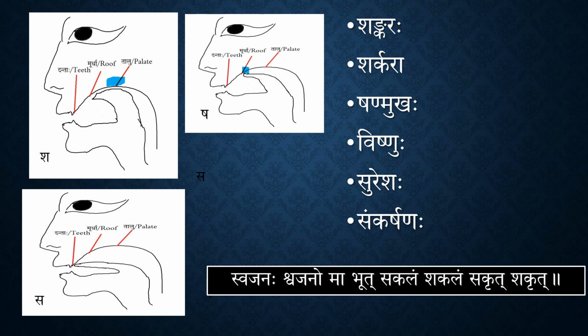Sakala, again using danta here, means everything. Shakala means a piece. Sakrit means at once. Shakrit, the last one, uses the talavya sha. If instead of pronouncing Sakrit you pronounce Shakrit, the meaning changes. Sakrit means at once, while Shakrit means the waste, human waste actually.